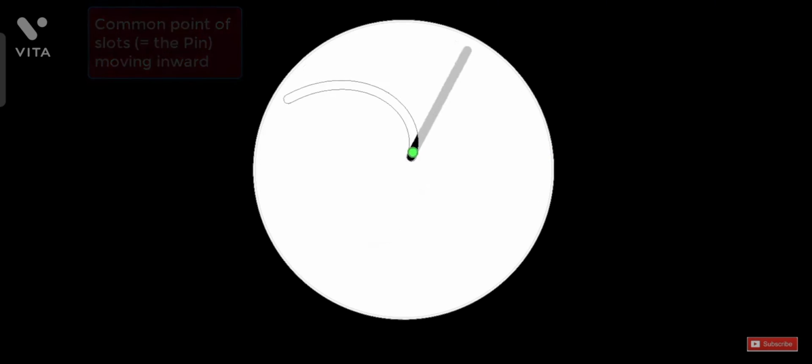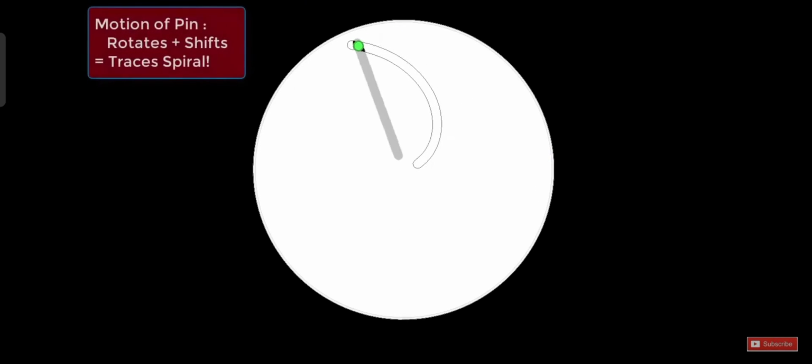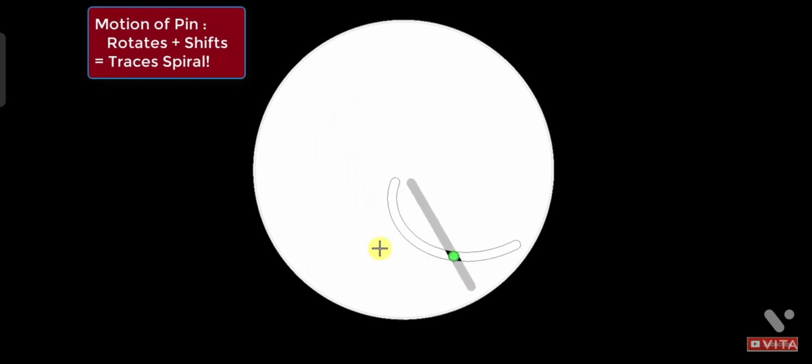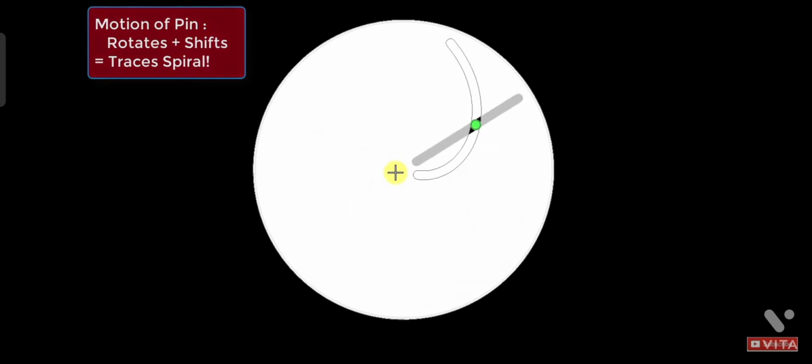And if you are rotating and at the same time coming towards the center, what will happen? You will trace a kind of a spiral. You are spiraling towards the center. And that is the crucial idea of plotting a damped sine wave.